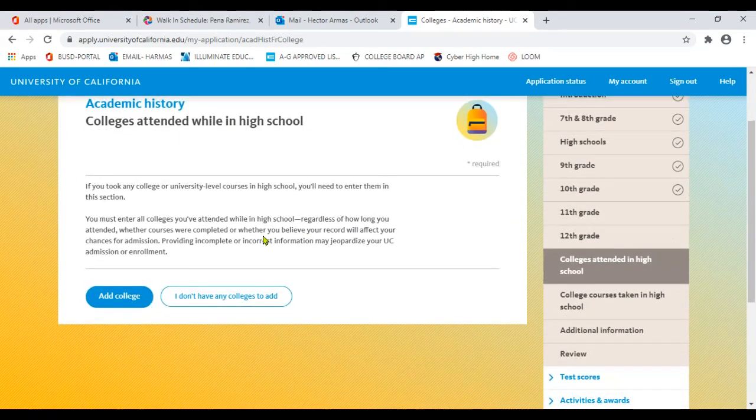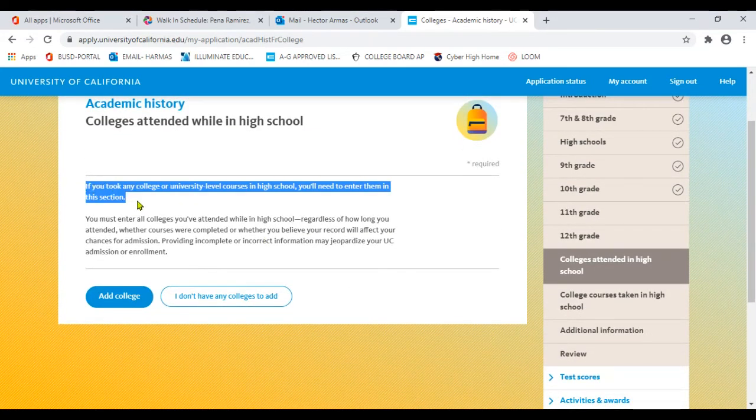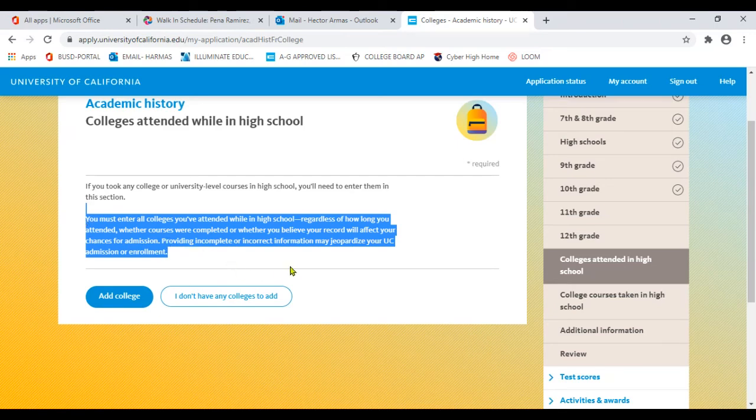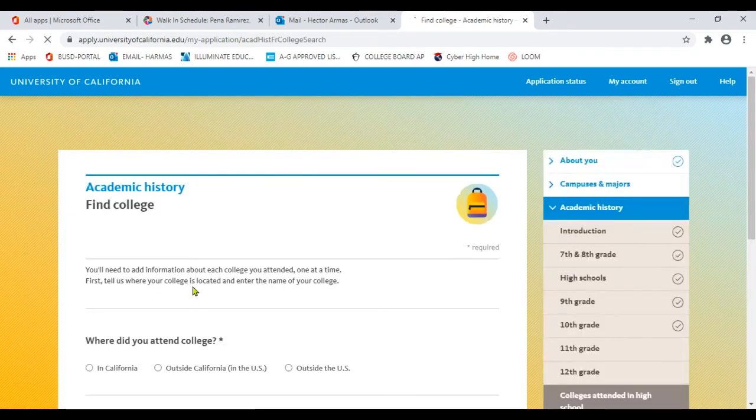Colleges attended while in high school. So let's read what it says here. If you took any college or university courses in high school, you'll need to enter them in this section. You must enter all colleges you've attended while in high school, regardless of how long you attended, whether courses were completed or whether you believe your record will affect your chances for admissions. Providing incomplete or incorrect information may jeopardize your UC admissions or enrollment. So let's go ahead and add a college. So we understand that, hey, if I took a class, I have to report it. So I'm gonna click on add college.